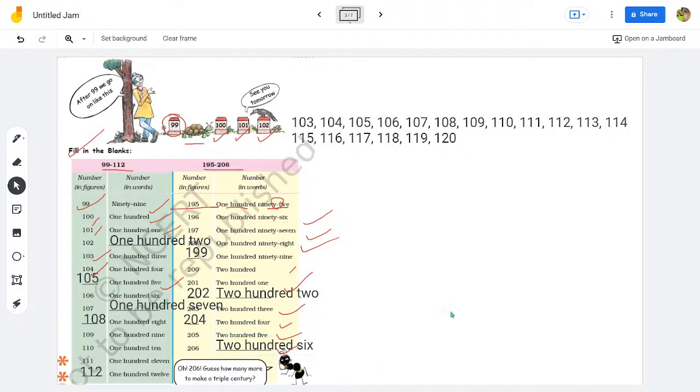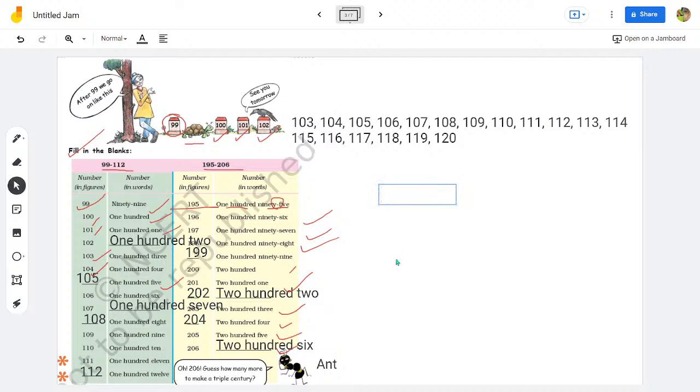Guess how many more to make a triple century? Okay, that's a tricky question. Mr. Ant is asking. This is Mr. Ant, right? Over here, Mr. Ant is using his mind, and he is trying to think about how much more 206 needs to make a triple century. Now, do you know what a triple century is?